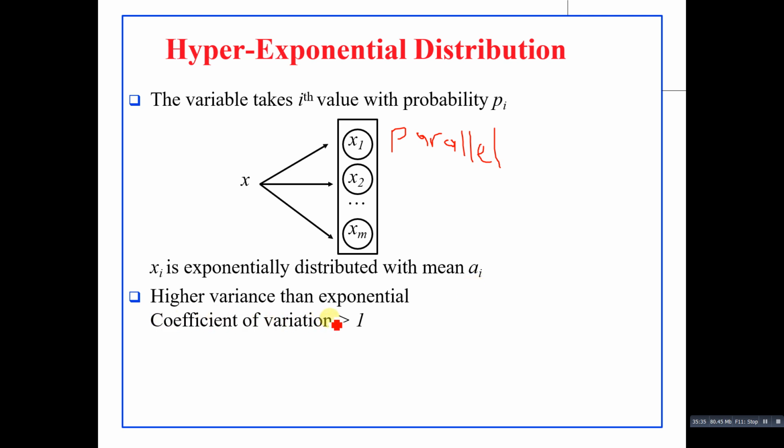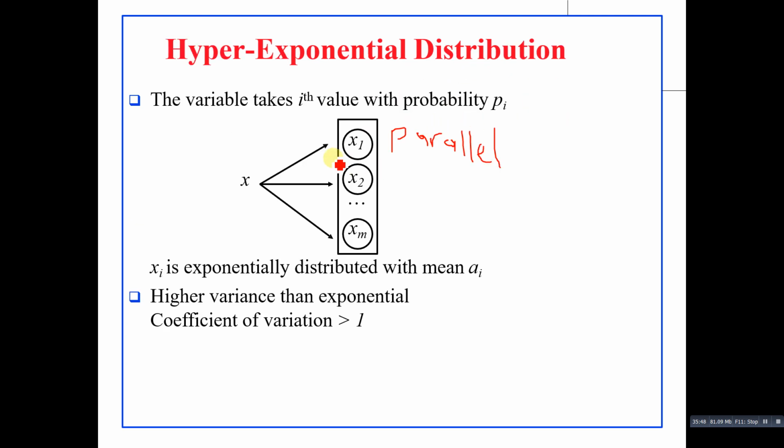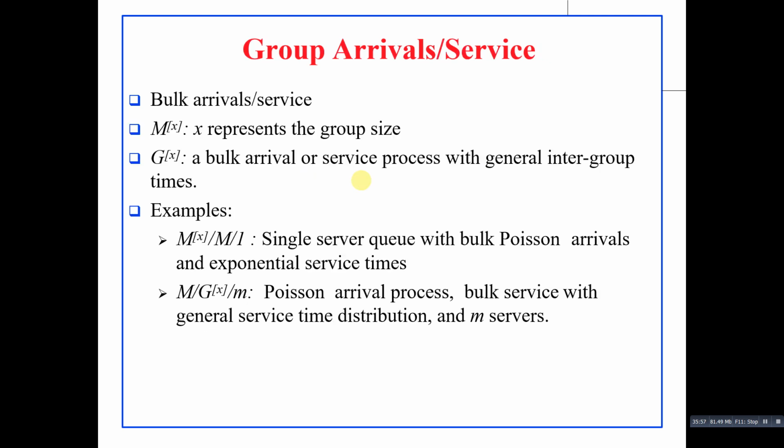It has higher variance than exponential. Coefficient of variance is more than 1. So this is a distribution, but you make it into parallel, different from the Erlang distribution, which takes a series. But this one, you put into parallel. It's just like whichever servers are empty, you go in. So this is the hyper exponential distribution.